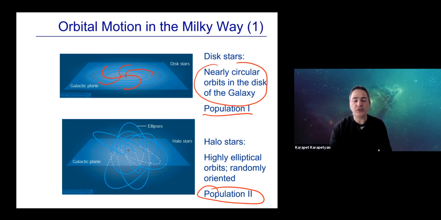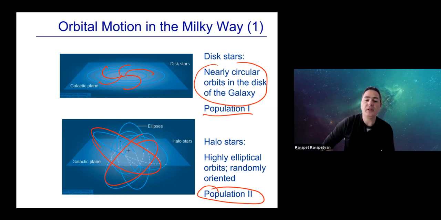In terms of orbital motion, most of the population 1 stars are on nearly circular orbits going around the galactic center. But the population 2 stars that are in the halo have elliptical orbits, and also very irregular ones. So that is another way we can differentiate between the stars from the halo and the stars from the disk.